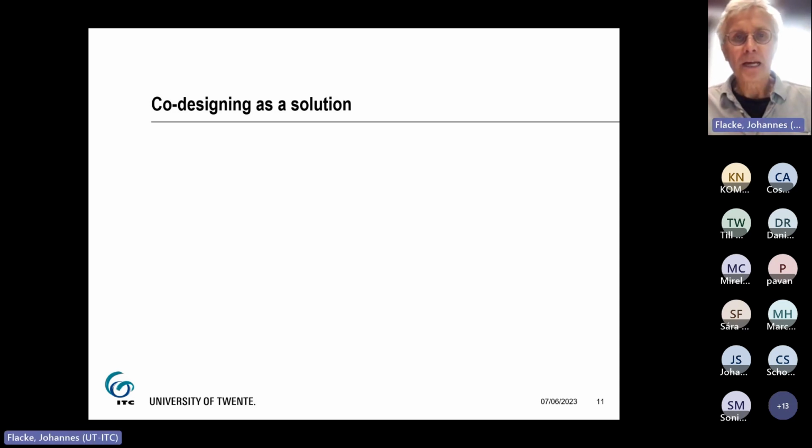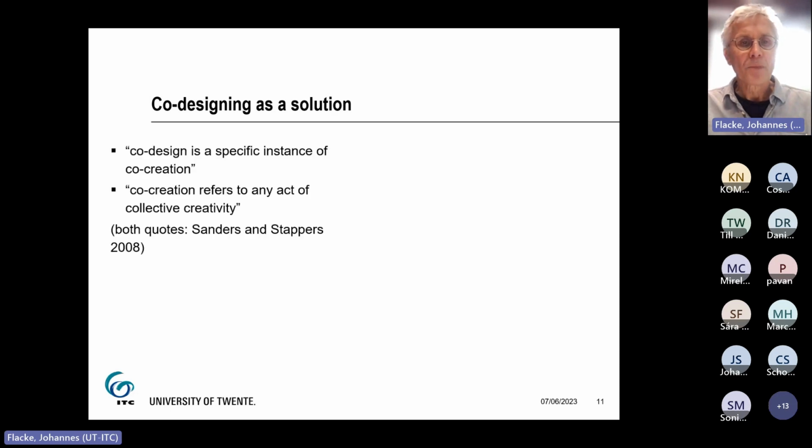If co-design is a solution, the first question for me is, what is co-design? It's very hot. It's a buzzword nowadays in the literature, but it makes sense to ask what we mean by co-design. I looked up a couple of definitions. One is from a paper by Sanders and Stappers from 2008. They say, and I quote, co-design is a specific instance of co-creation. That does not say much. But then in the next sentence of the same paper, they say co-creation refers to any act of collective creativity. And that, for me, is already a more helpful definition.